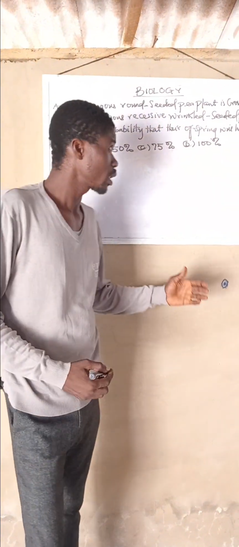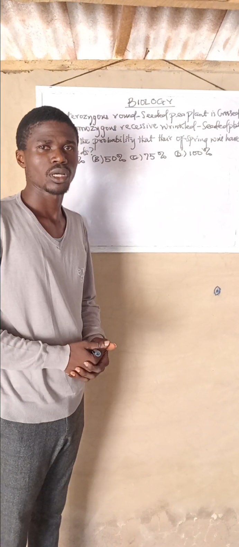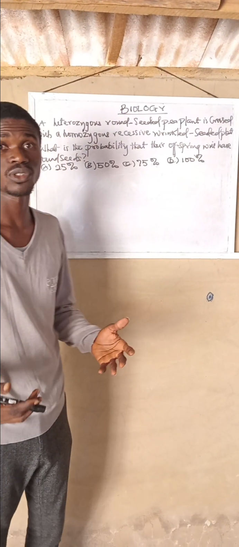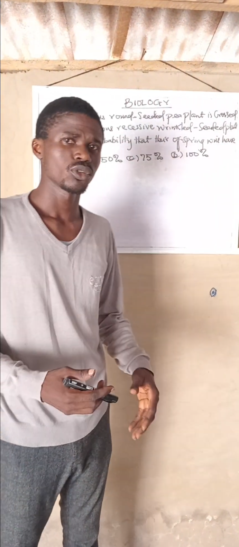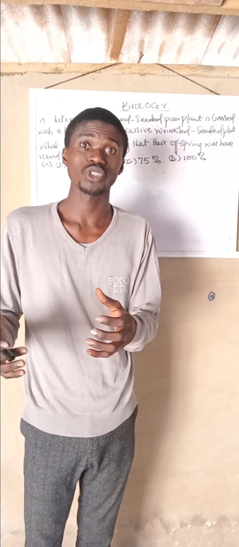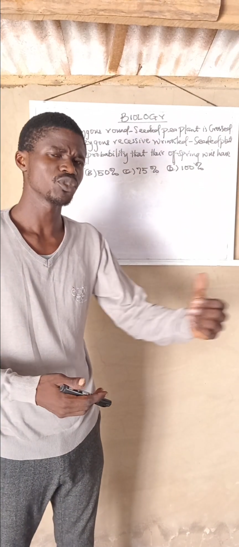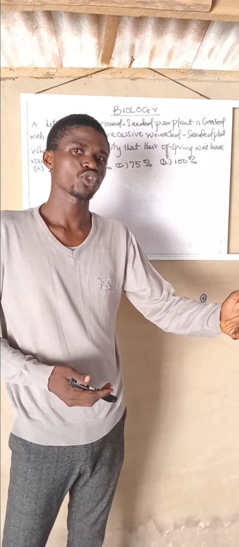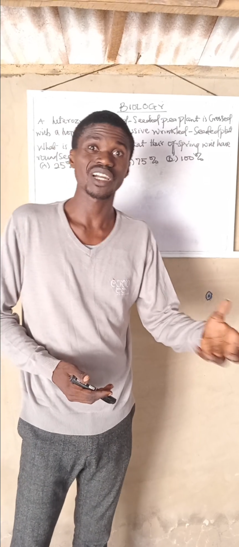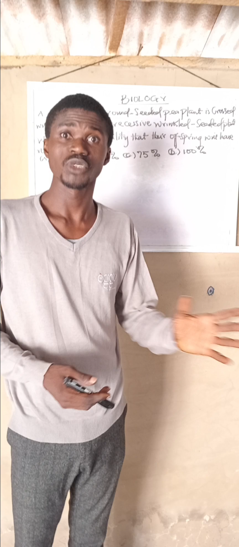We have a question that we want to solve here, and this question is under genetics. And genetics, as you know, is not a kind of topic in biology that we must overlook. When we talk about genetics, it means a branch of biology that deals with the study of heredity and variation. Heredity simply means the transmission of genetic materials, trait characters from the parent to the offspring. That is the meaning of heredity.